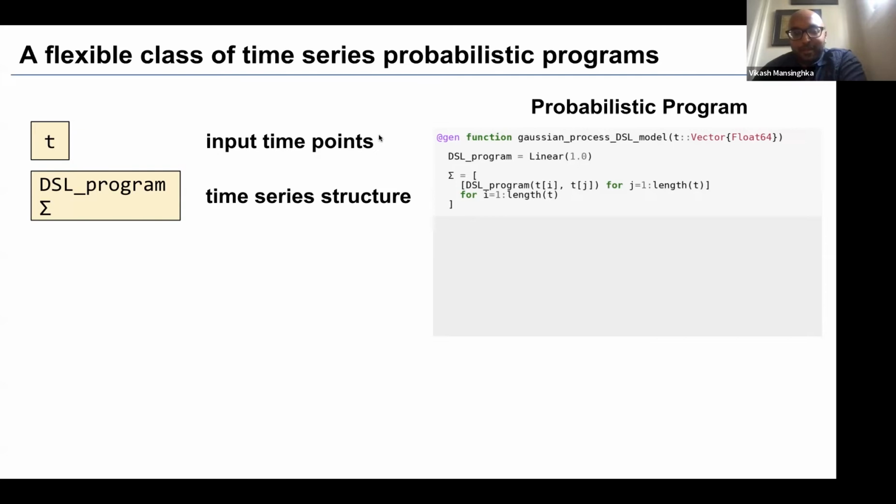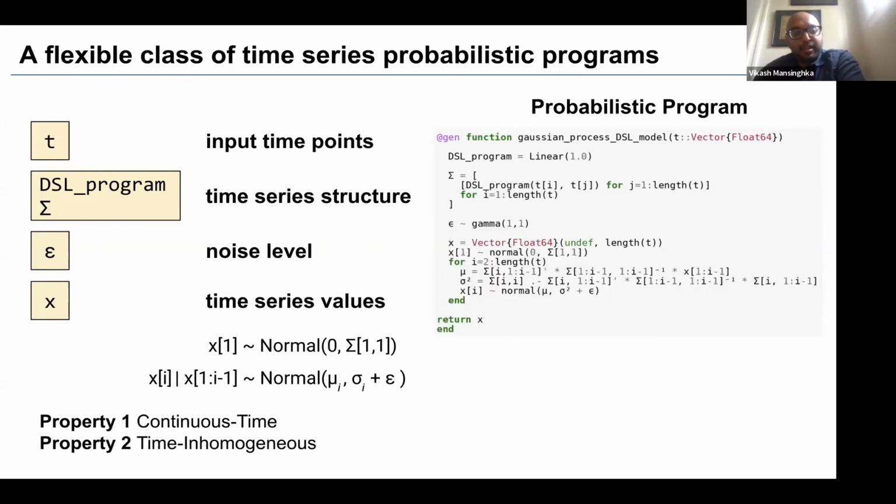Now, given the covariance matrix, the program then samples a noise level and then generates random arrays of time series values by sequentially unrolling the Gaussian process that's specified by the given structure or covariance, to generate from the appropriate normal distributions for each variable x sub i.